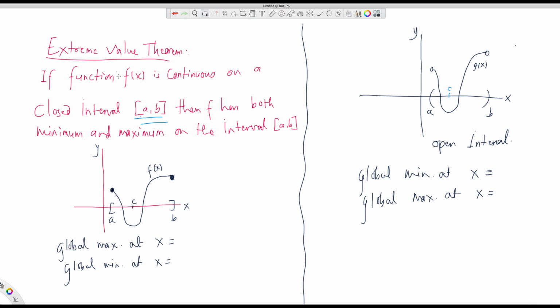Okay, let us briefly talk about the extreme value theorem. What it says is, if a function f(x) is continuous on a closed interval [a, b], then f has both a minimum and a maximum on that interval [a, b].